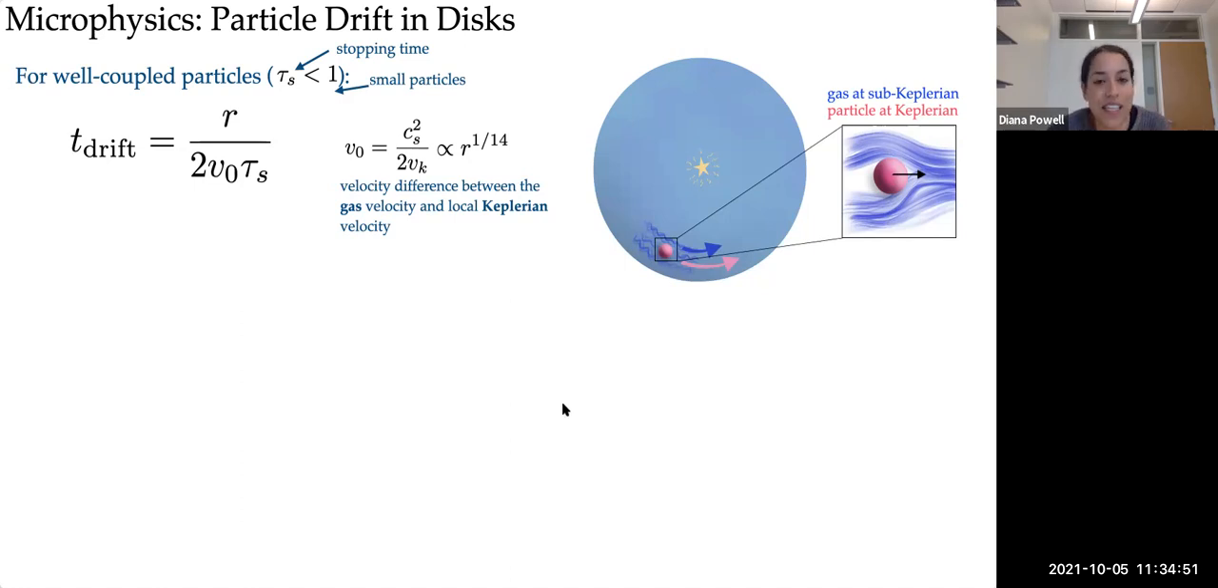So the drift timescale of a particle is given by its orbital distance r divided by the velocity difference between the gas velocity and the local Keplerian velocity. So that's this term v naught. And then there's the stopping time parameter, tau s, and that's because the particles are neither quite at the gas speed nor at the Keplerian speed. And so we observe small particles that are relatively well coupled to the gas with stopping times less than 1. And in this regime, larger particles with larger stopping times drift faster.